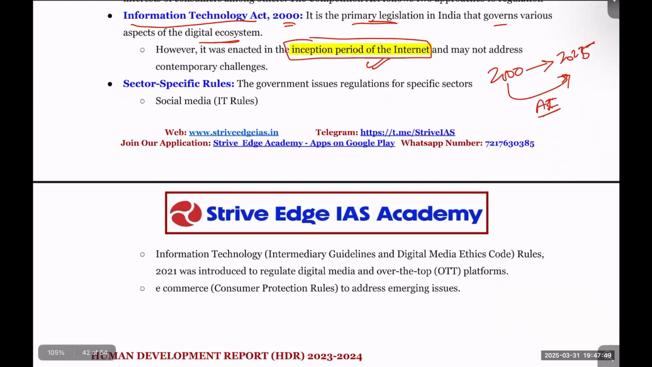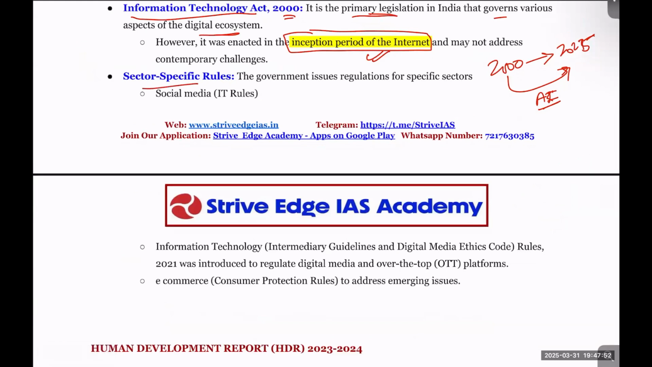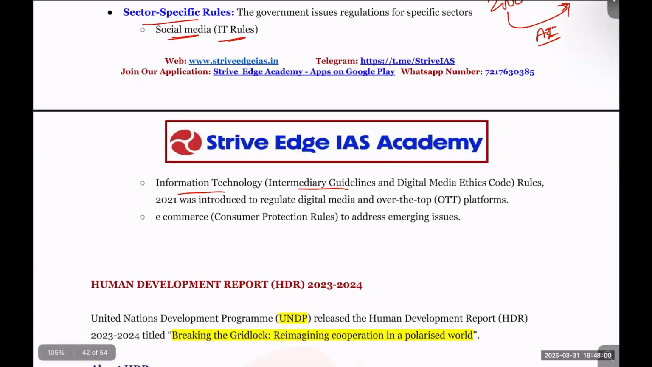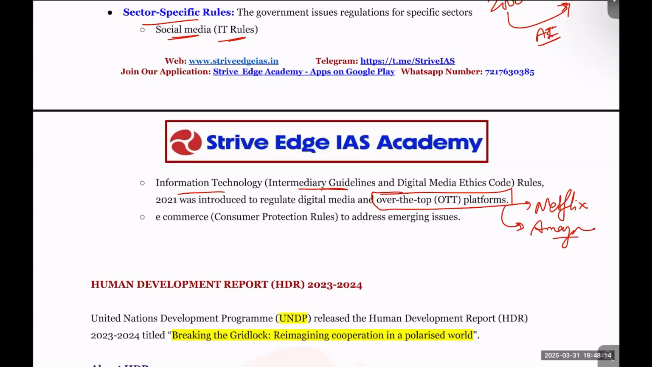Now, another set of rules that has been proposed is sector-specific rules, like for social media. In order to regulate social media, IT rules have already been proposed. The Information Technology Intermediary Guidelines have been issued by the Government of India to regulate over-the-top OTT platforms like Netflix and Amazon Prime. In order to regulate them, the Information Technology Intermediary Guidelines were launched in 2021. And to regulate e-commerce, the consumer protection rules have already been launched.